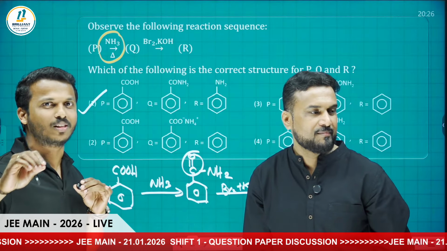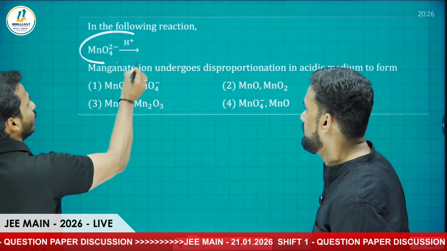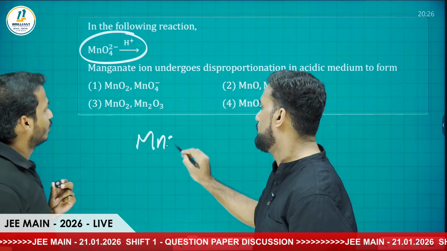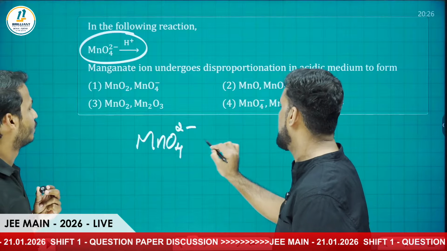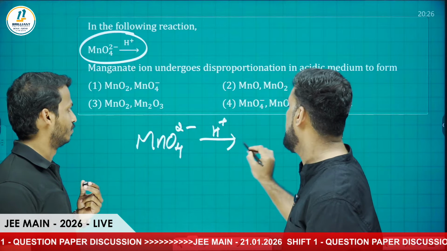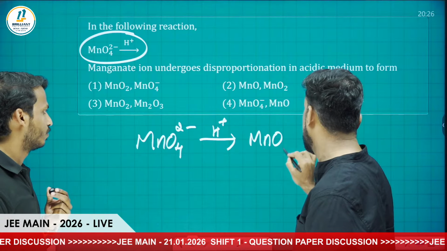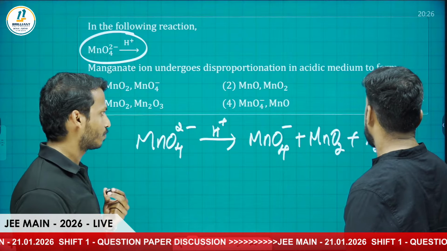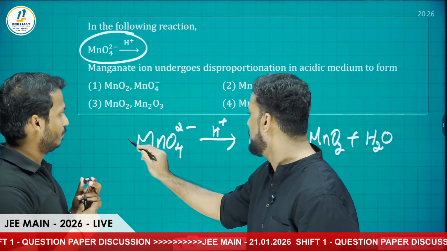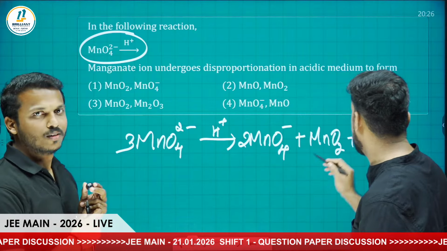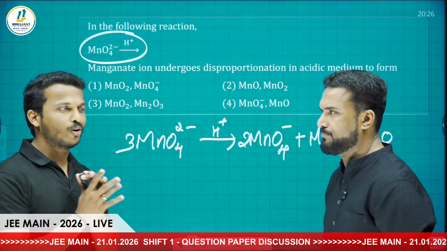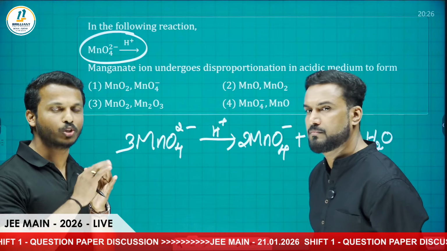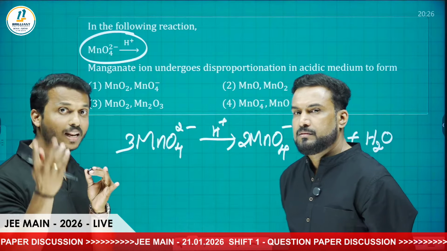Next one: in the following reactions, this is also a fine one. Disproportionation reaction of MnO4 2 minus, or we can say preparation of MnO4 minus. In acidic medium, it undergoes disproportionation to form MnO4 minus plus MnO2 plus H2O. If you want, you can balance this one: 3 MnO4 2 minus gives 2 MnO4 minus, then MnO2 plus H2O. You have already studied in the d and f block the preparation of KMnO4 and K2Cr2O7.